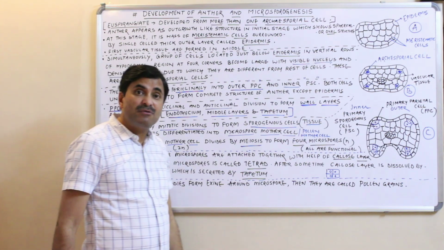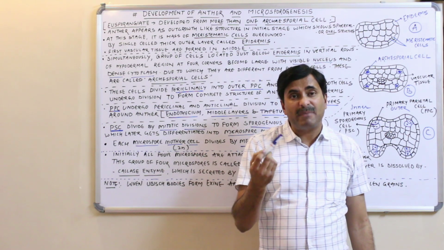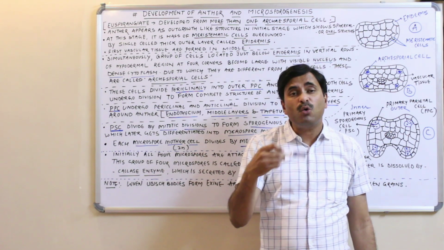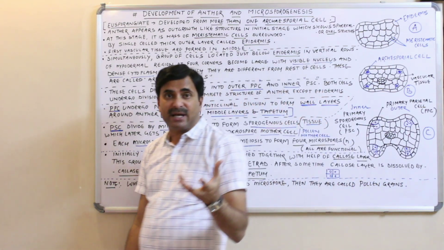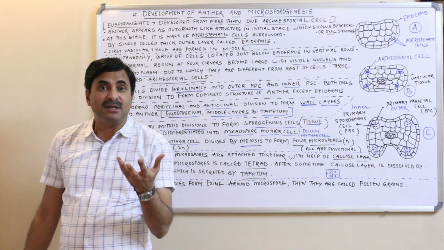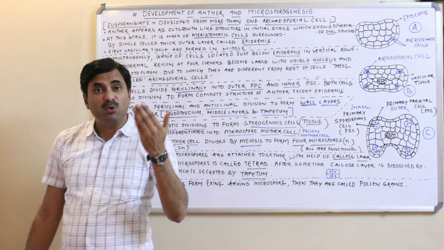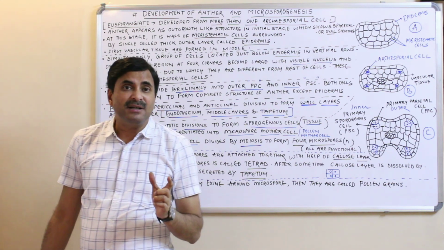Now in the next video we will deal with the tetrad which is formed by microsporogenesis, or by the division of the microspore mother cell. How many types of tetrads are there? You might have heard about tetrahedral tetrad, isobilateral tetrad, and more types of tetrad such as linear tetrad. That we'll be discussing in the next video.